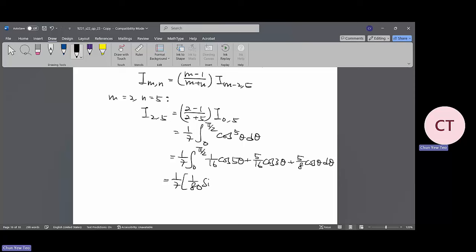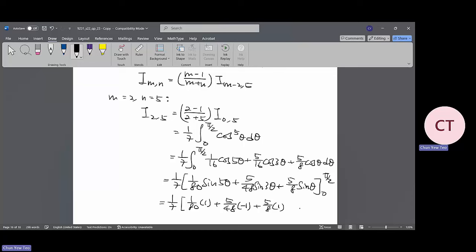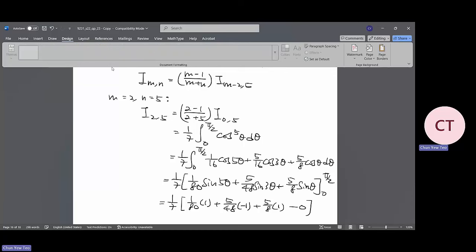This will be 1 over 80 sine 5 theta. This will be 5 over 48 sine 3 theta, plus 5 over 8 sine theta. The value is from 0 to pi over 2. So when you put pi over 2 inside, you get 1 over 80 multiplied by 1, then 5 over 48 multiplied by negative 1, then 5 over 8 multiplied by 1, minus all the 0 behind.